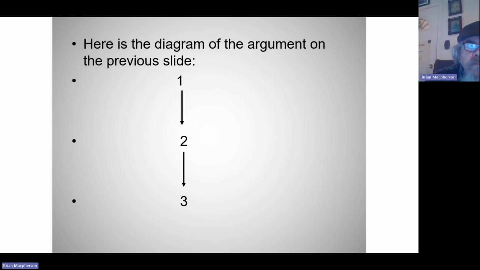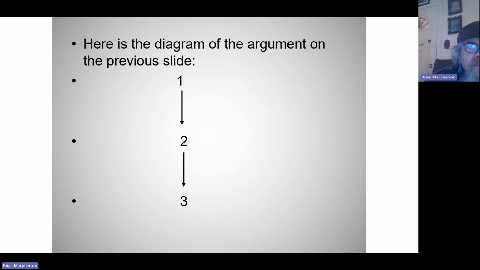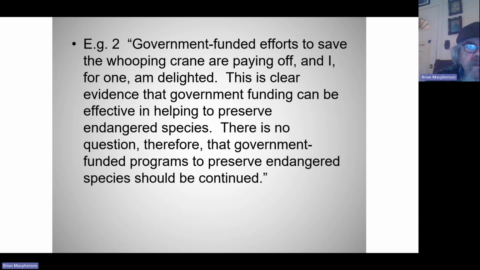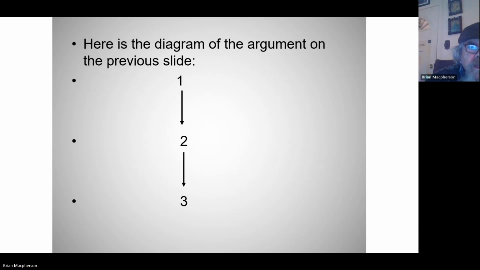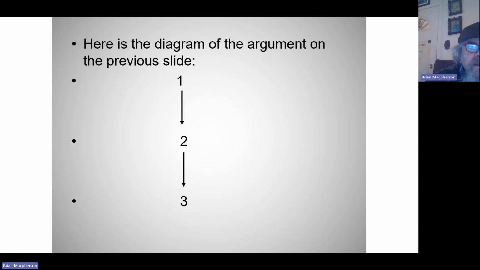So if you look at the diagram on the next slide, it's 1, which again is these efforts to save whooping cranes are successful. 2 is therefore that given that they're successful, then government funding can be effective, right? Because we have evidence. And because government funding can be effective, then 3, we should continue with government funding, right? So then we therefore have 1 supports 2, 2 supports 3.